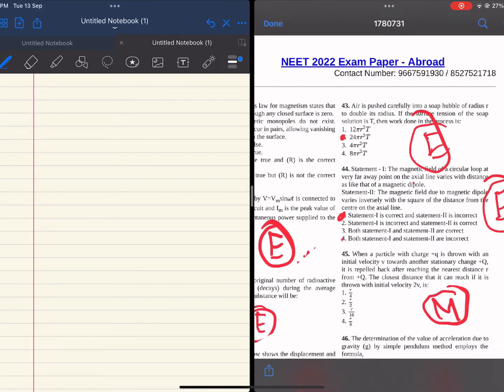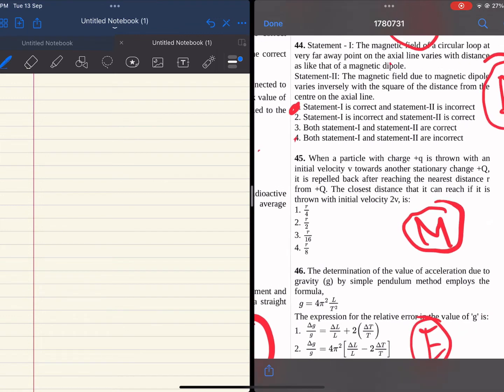Now moving on to the 45th one. When a particle with charge plus q is thrown with an initial velocity v towards another stationary charge plus q, it's repelled back after reaching a distance r from plus q. The closest distance that it can reach if it is thrown with an initial velocity 2v is.